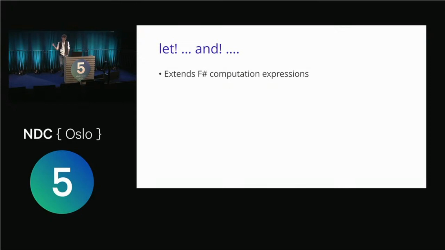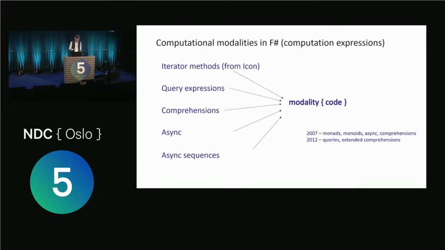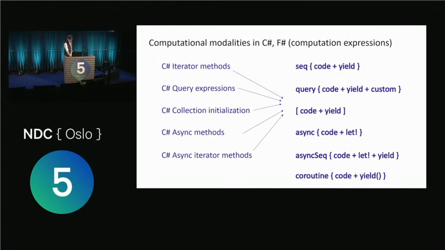And it extends this thing called F# computation expressions, which anyone doing F# will know. That's where we have all these different things that come from different programming languages: iterator methods, query expressions, comprehensions, or async sequences in, say, C# or other programming languages. And we put them all into this one feature of F# where you have some computational modality, and then you have some code. And that's called a computation expression in F#. And you can do all sorts of amazing things with this.